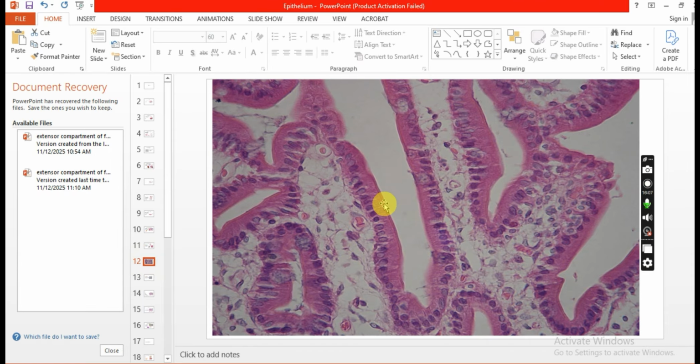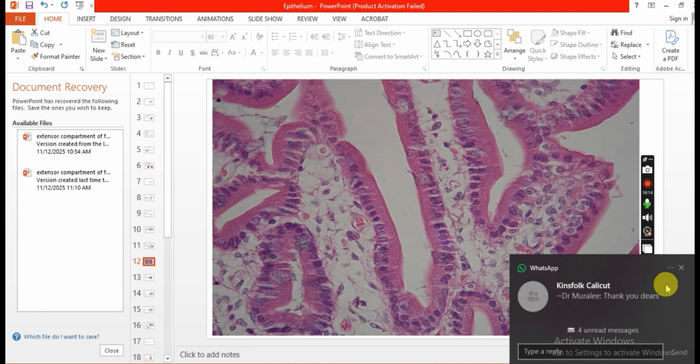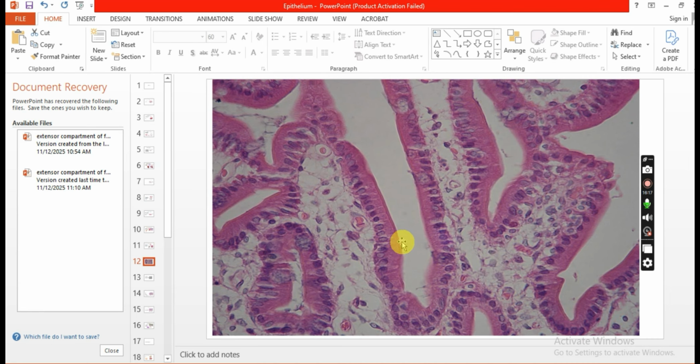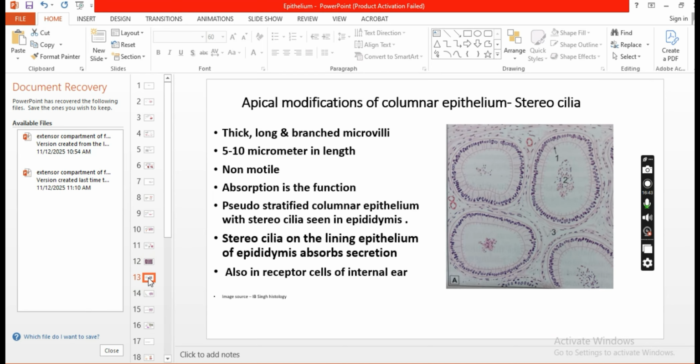See here under the light microscope, you cannot see anything like a finger-like process, but you can see one line here. Can you see one pink line here? This pink line denotes the microvilli. So this is the basal, oval nucleus. This is the supranuclear portion of the cell, and this is the apical portion that bears the microvilli. Done. Let's talk about the stereocilia.